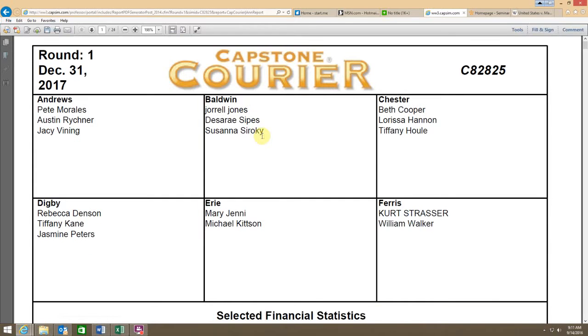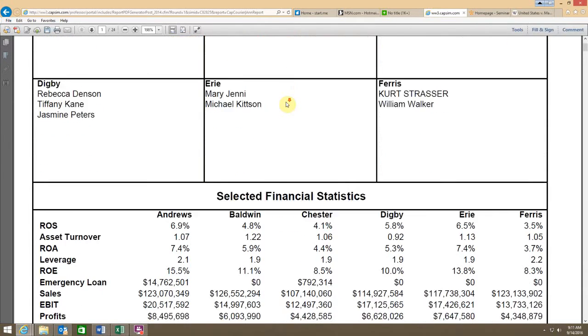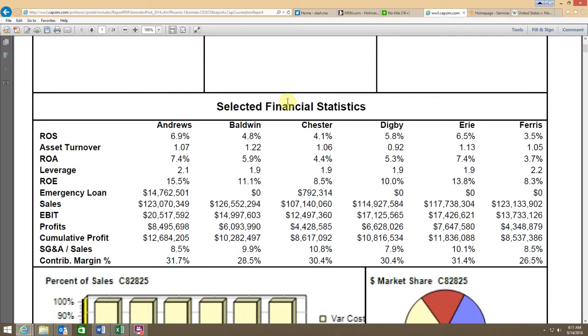When we start at the top of the Capstone Courier, it just gives us, of course, the round and the folks that are competing. Then I come down to selected financial statistics. They've got this set up pretty well. I kind of like the order that they have it in. For me, it's fairly intuitive, and it's what I like to do when I scroll down. I always like to stop here and take a look, and of course ultimately we're worried about profits. That's by the end of the game, so it won't be the big item, and maybe it's not even at this point in time.